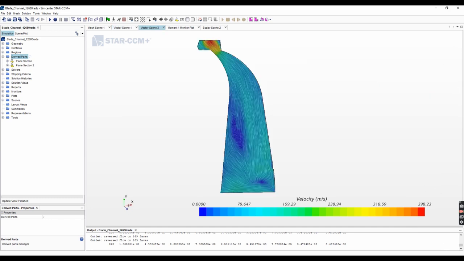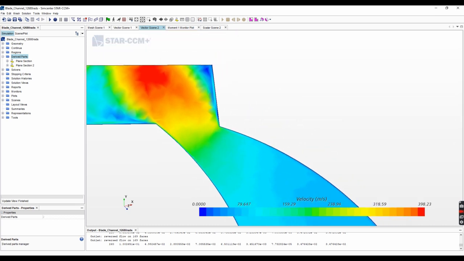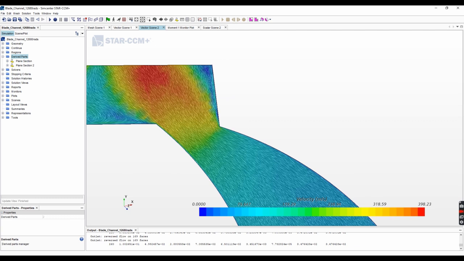And in vector scene 2, we go to the outlet here of the blade. We can see that a velocity of approximately 318 meters per second was achieved. This matches the calculations, which predict that the inlet velocity matches the exit velocity.